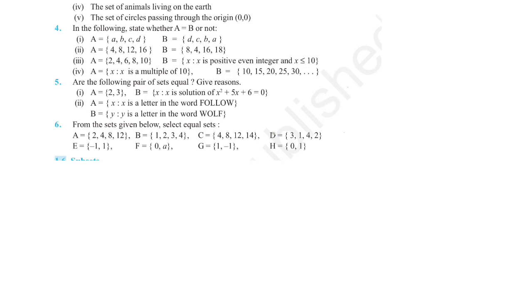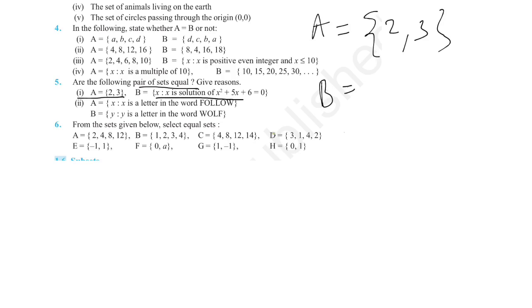Alright. Again in the fifth question we have to find out whether the sets are equal or not out of the following pairs of sets, and we have to give a reason as well. So the first question has a set A, whose elements are 2 and 3, and then we have set B, which says that x is such that x is a solution of x square plus 5x plus 6 is equal to 0.